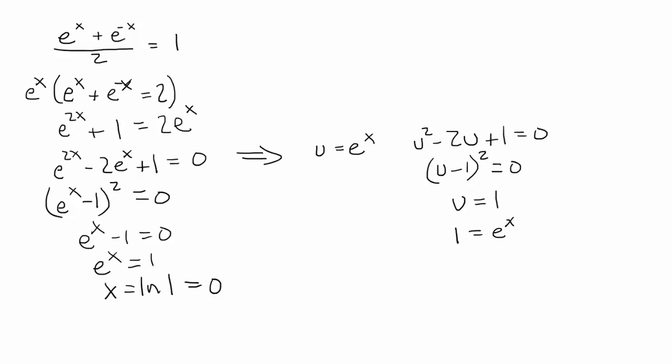e to the 0 is 1, plus e to the 0, which is 1. So 1 plus 1 on the top is 2. 2 divided by 2 is equal to 1. So we were able to verify it. And that's all for this video on solving exponential and logarithmic equations.